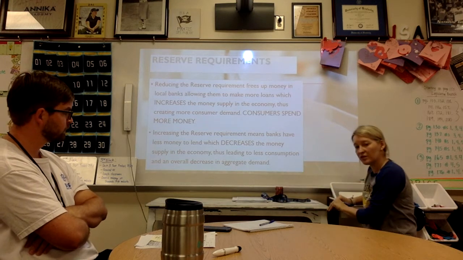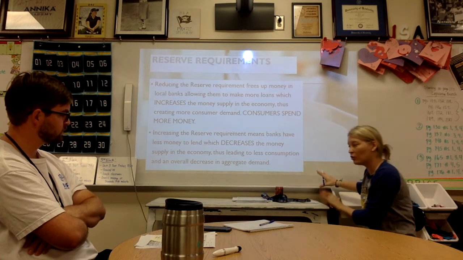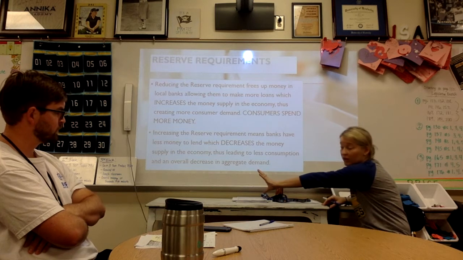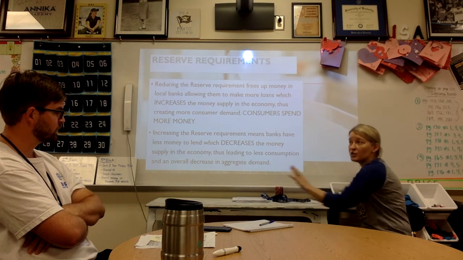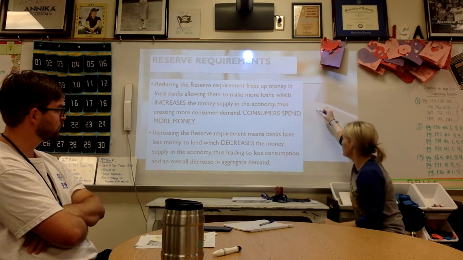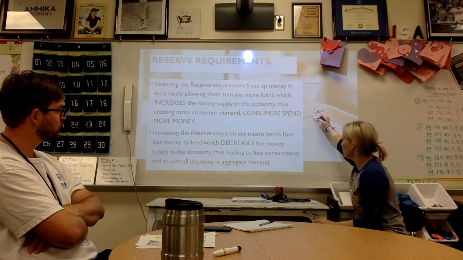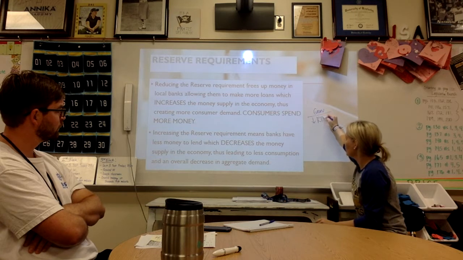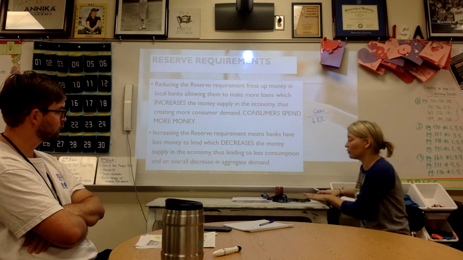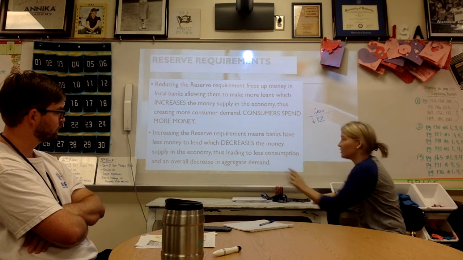But if I lower the amount that I'm required to keep in my vault, that creates more money that I can loan out to people. So if the Federal Reserve is trying to grow and expand the economy, you would think, okay, let's lower my reserve requirement. The reason I have to lower it is because now I have more money out for my consumers.